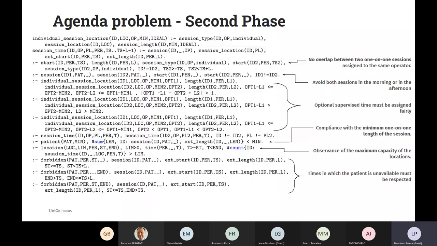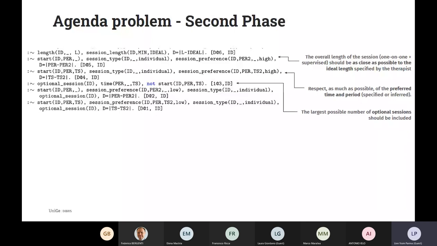And then, going to the weak constraints, you see that the highest priority one is that you need to respect the ideal length of the session. So the coordinator tells you that you need to perform, I don't know, 1 hour and a half, and you have to respect that as much as possible. The minimum is 1 hour, and you need to respect as much as possible what the coordinator says. And then what we called ethical constraints before: you need to respect as much as possible the preferred time and period. Maybe some patients would like to perform the session in the morning or the afternoon at some time.